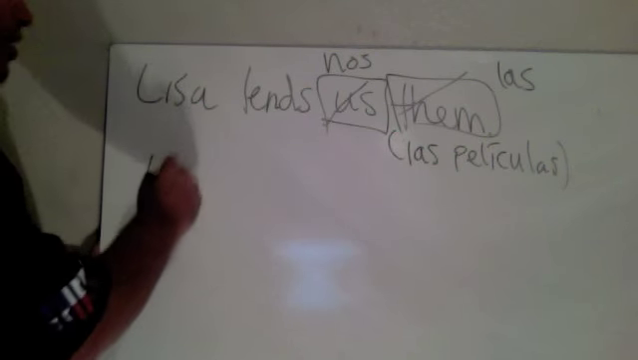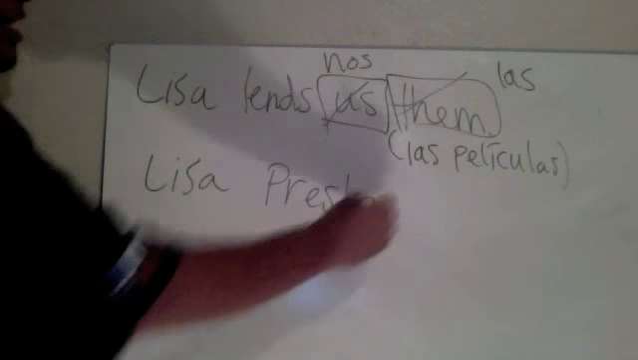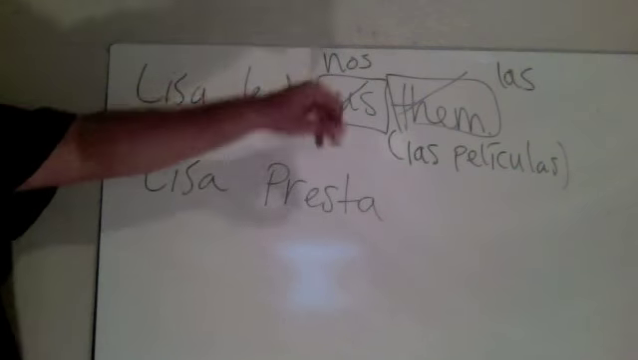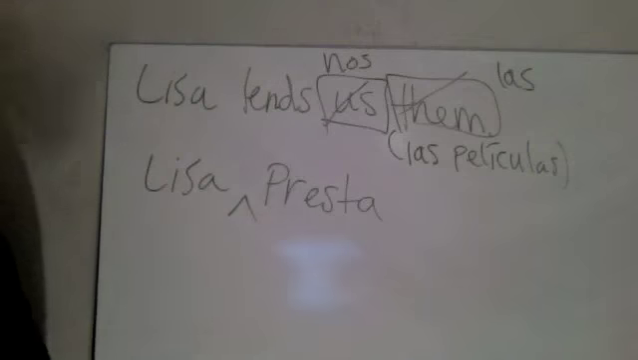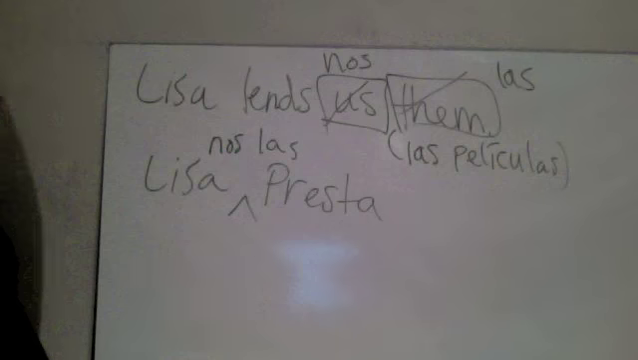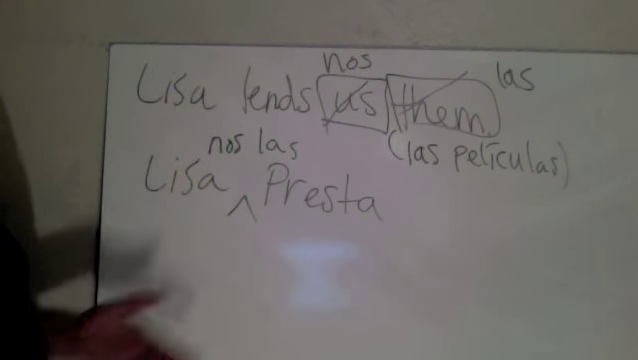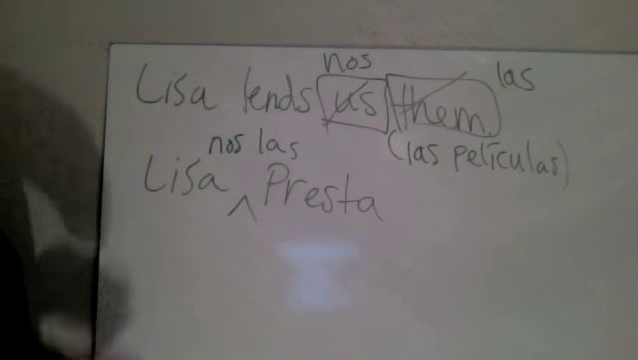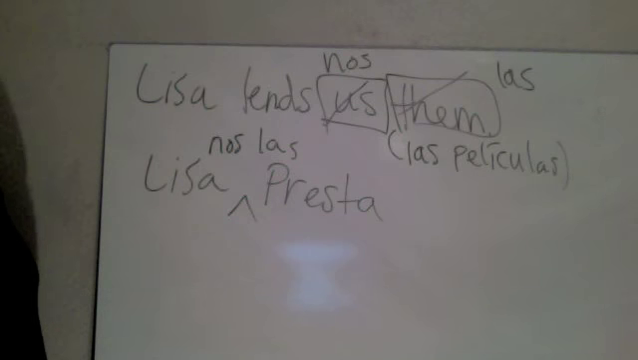Next step, conjugate this sentence, or translate the sentence as is without those pronouns. Lisa lends. The verb is prestar. Lisa presta. Next, where do these go? Before a conjugated verb. Here's our conjugated verb. Which order? Nos las or las nos? Your indirect object is always first. Nos las presta. Do we need to clarify this? No, because nos, who else is it going to? It's going to us. There's no le lo here. N and le, they're not two L's, so don't worry about that. You're done with that one.